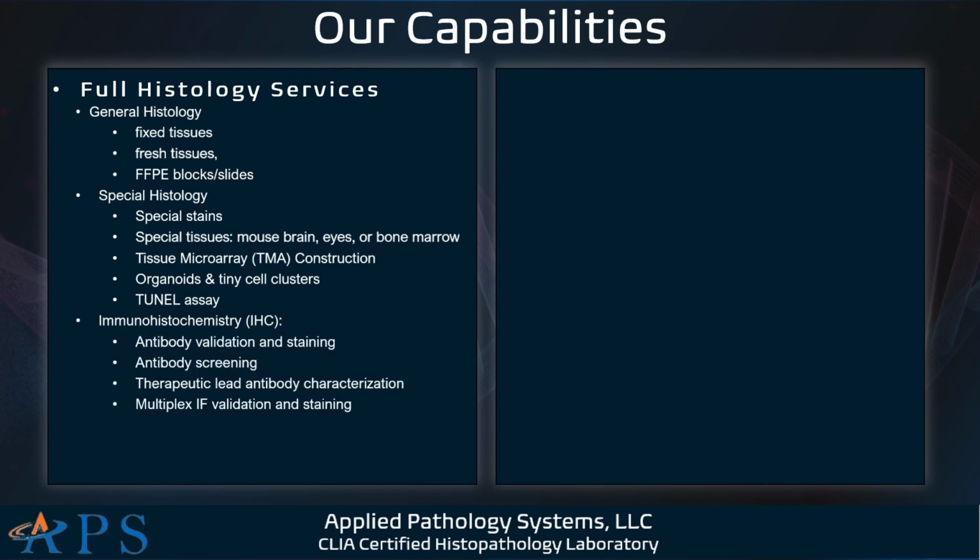We perform many types of immunohistochemistry stains, including antibody validation and staining, antibody screening, therapeutic lead antibody characterization, and multiplex immunofluorescence staining. When these slides are completed and stained, we can either take digital images or scan the slides for you. We are able to scan both bright field and fluorescence multiplex standard slides.